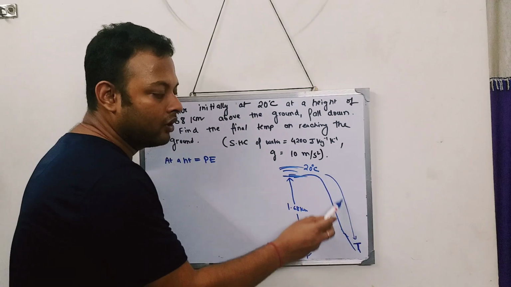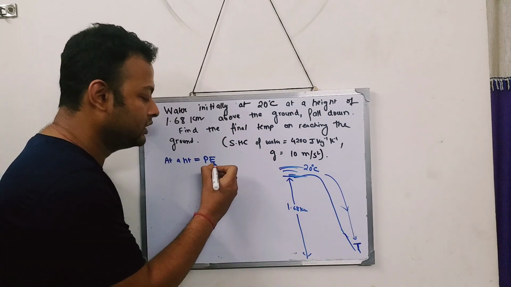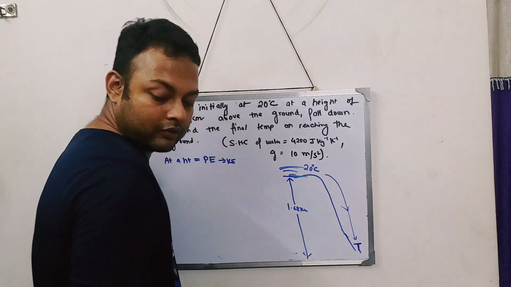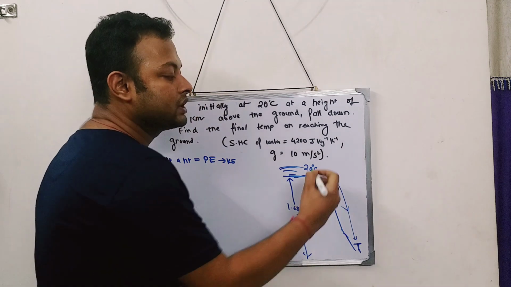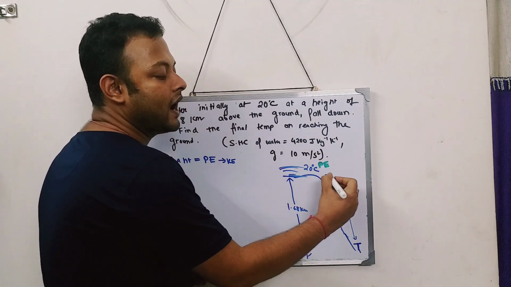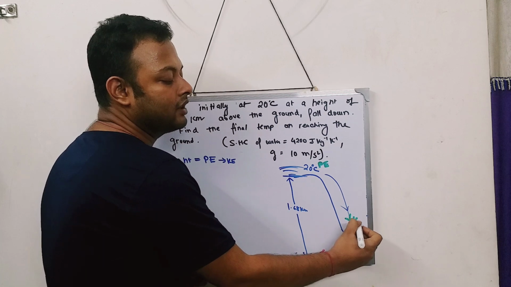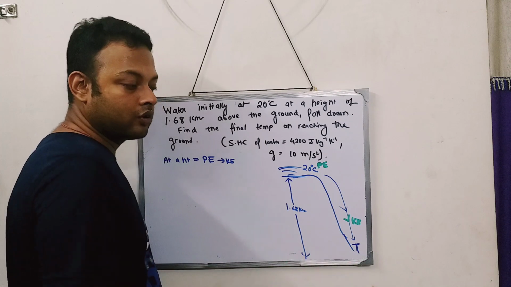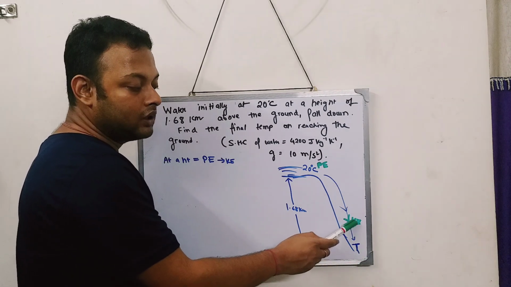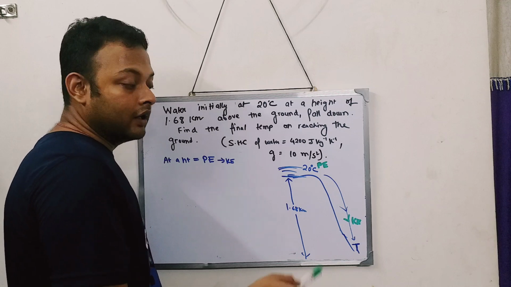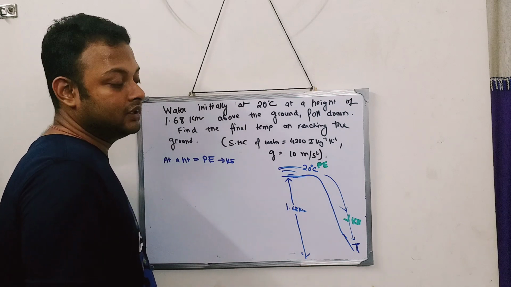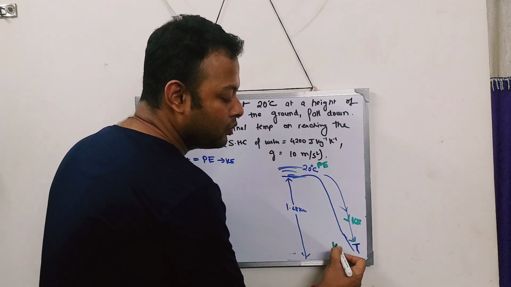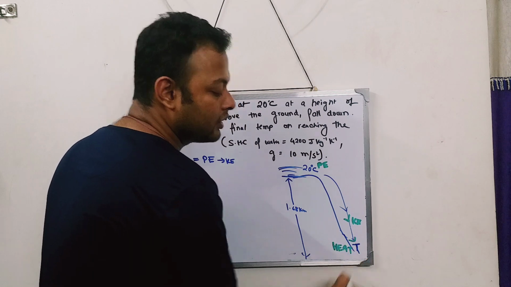Now as the body falls, all the potential energy gets converted to kinetic energy. So the potential energy of the body at this point, as it falls, gets converted to kinetic energy. Now, as it strikes the ground, all the kinetic energy changes into heat energy. So, as it hits the ground, all the kinetic energy changes into heat energy.